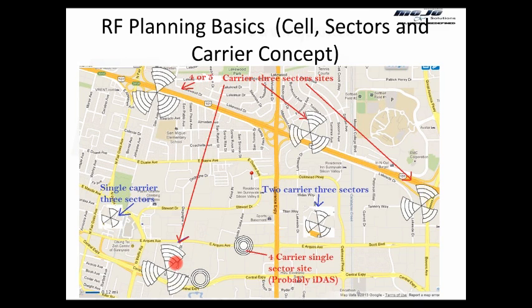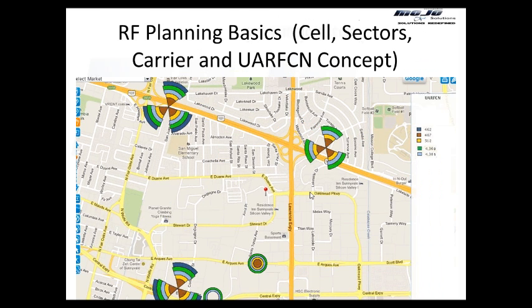Okay, so if I go to the next slide, we have three sectors, and each sector has 1, 2, 3, 4 carriers. On the right you can see their UARFCN numbers: 642, 487, 512, 4360, 4385.